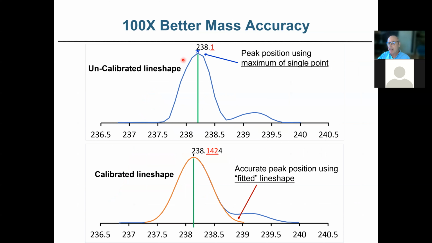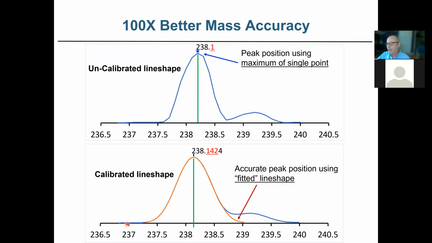Well, if you look at an uncalibrated spectrum, again, we're looking at the monoisotopic peak here. How do we find the center of that peak? Well, it's an asymmetric function. So really all we can do is look at the maximum perhaps, or maybe look at a few points around the top, and then estimate a mass position. And since the quadrupole is not high resolution, that's a fairly broad peak shape.